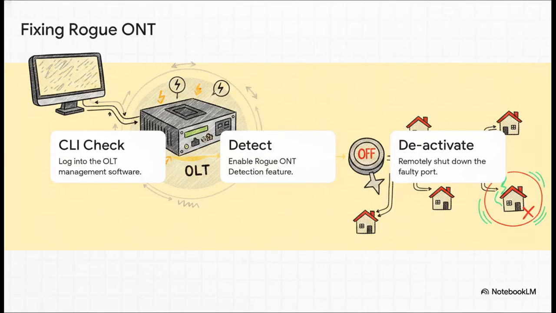But here's the elegant part about troubleshooting this. You don't actually need a physical truck roll to go check every single house on the street. Instead, you just log directly into the OLT management software using the command line interface. Once you're in, you enable the built-in rogue detection. The system automatically does the heavy lifting. It analyzes the incoming light patterns to pinpoint the exact serial number of that broken device. From there, you just execute a remote deactivate command. That shuts down that specific faulty ONT port, the jamming signal drops, and boom, the rest of the neighborhood instantly comes back online. It's a real game changer.